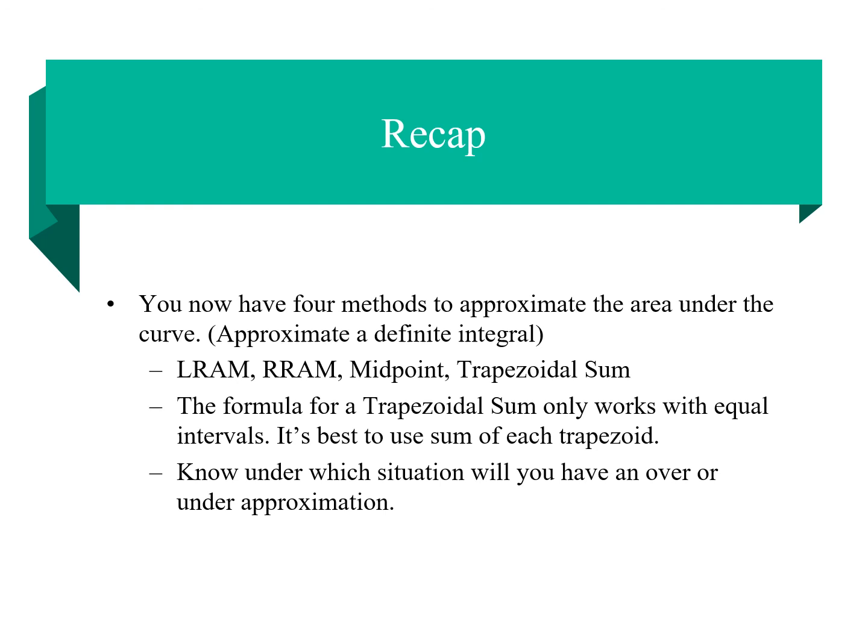So if a graph is increasing, a left Riemann sum would give you an under approximation, while a right Riemann sum gives you an over approximation. Things like that you need to know for the AP exam and for the test.